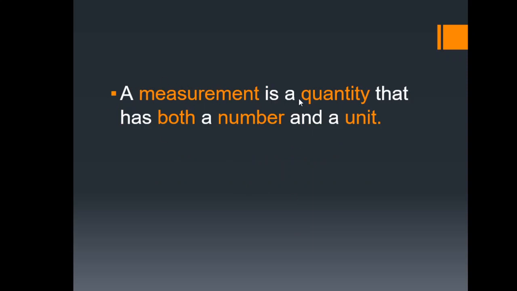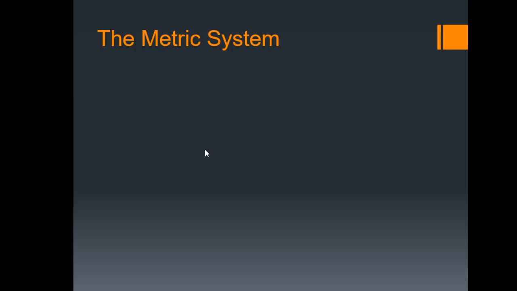So if we remember, a measurement is a quantity that has both a number and a unit. When we talked about measurements, this is very, very important. It has to have a number and a unit. If you don't have the units, dimensional analysis is extremely hard, okay?